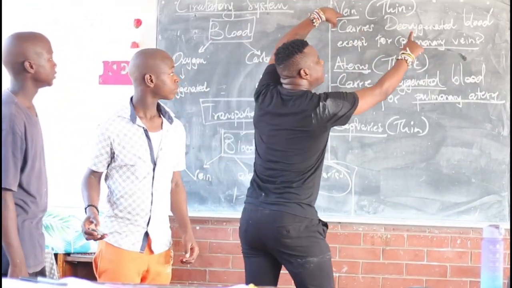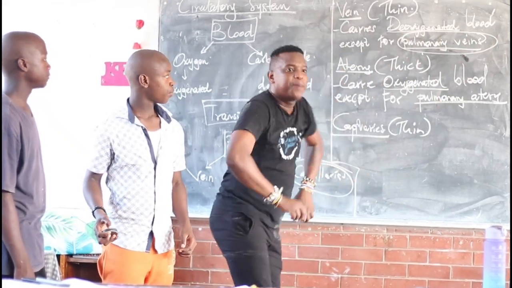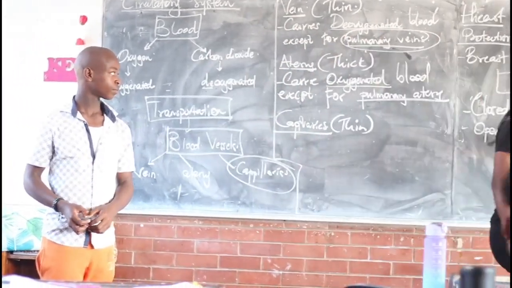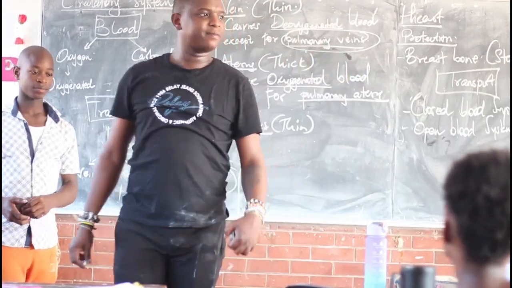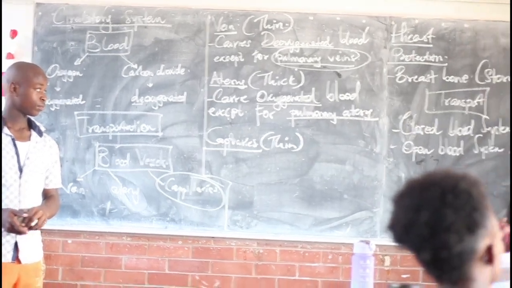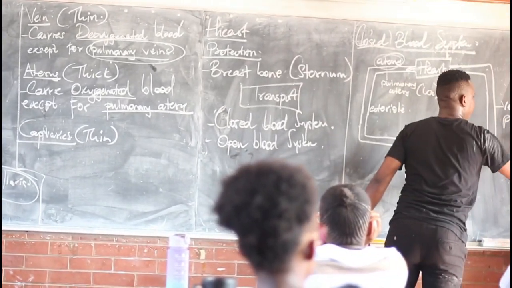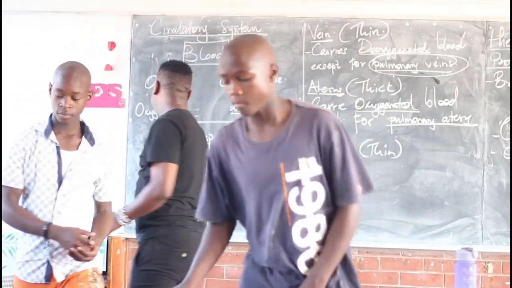It carries deoxygenated blood except for the pulmonary vein. So we are now being taken back into the heart using the pulmonary veins. So that is the closed blood system.